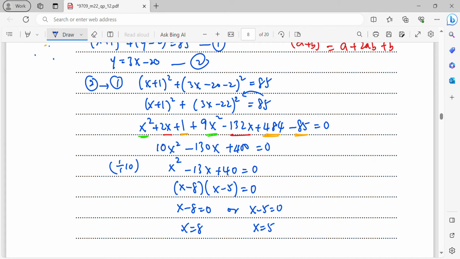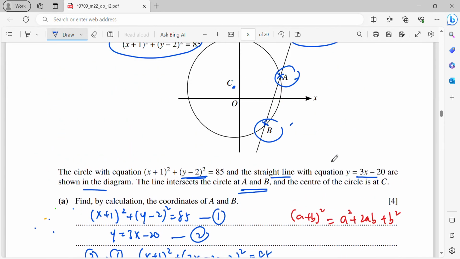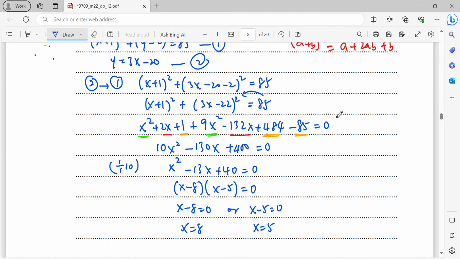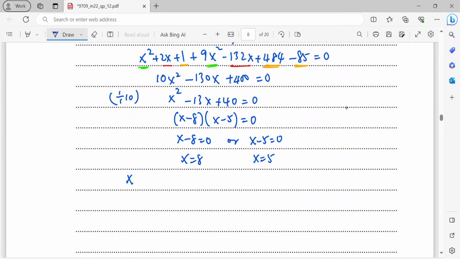Okay, two x values. Now, obviously, x equals to 5 belongs to B and x equals to 8 belongs to A. Okay, and now we need to find the y coordinates. So the y coordinates can be found using y equals to 3x minus 20. So now, when x equals to 5, y equals to 3x minus 20.